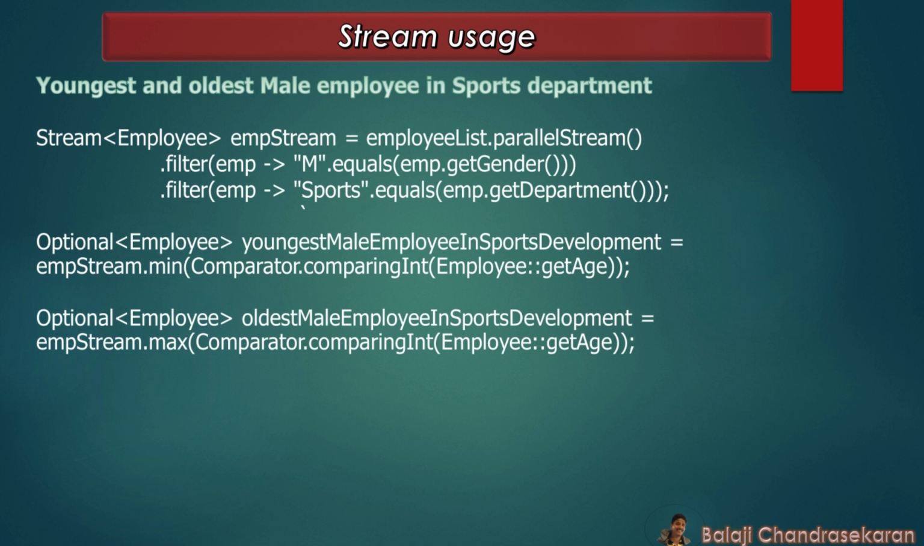The min and max methods are terminal operations used in Java streams to find the minimum and maximum element of a stream based on the provided comparator. Here it finds the youngest and oldest employees respectively.